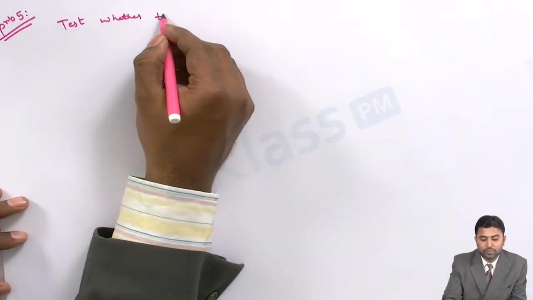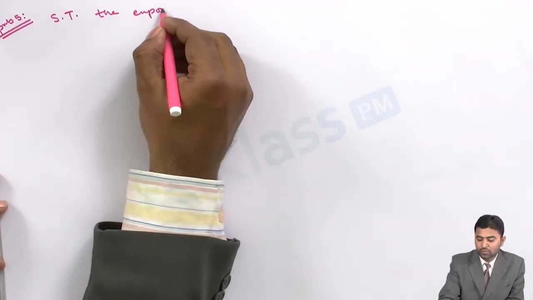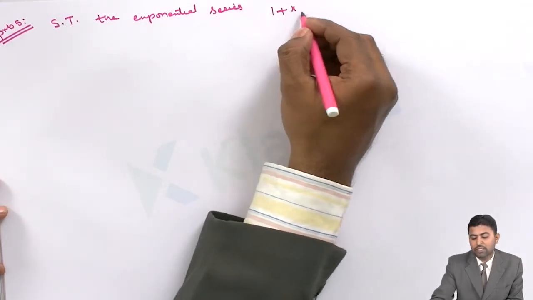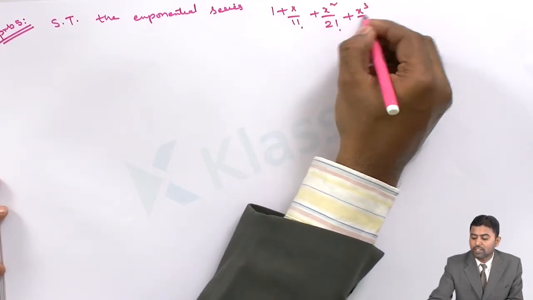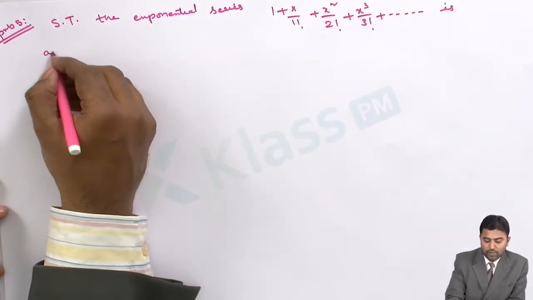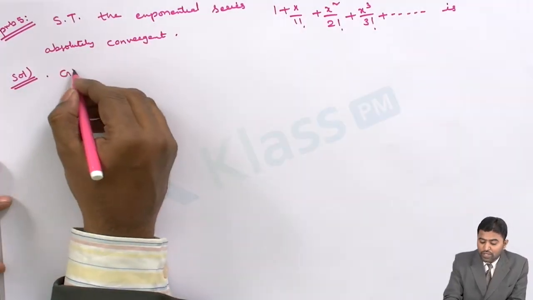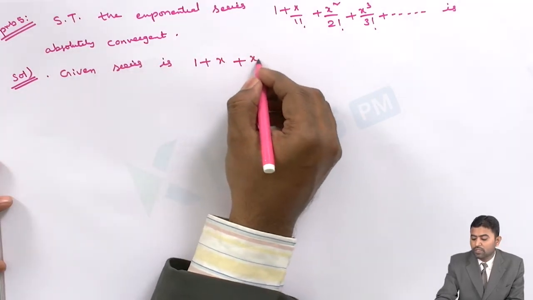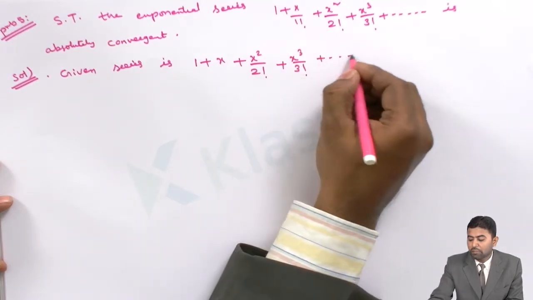Problem 5: show that the exponential series 1 plus x by 1 factorial plus x square by 2 factorial plus x cube by 3 factorial and so on is absolutely convergent. Given series is 1 plus x by 1 factorial plus x square by 2 factorial plus x cube by 3 factorial and so on.